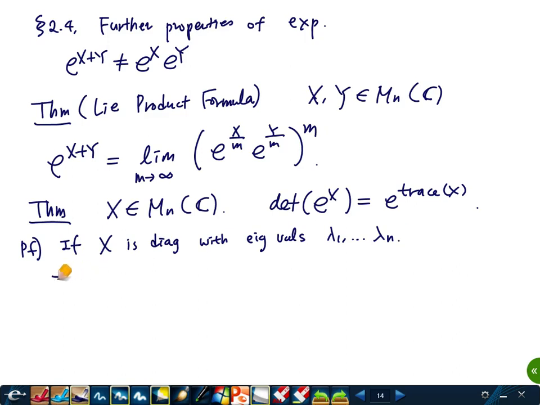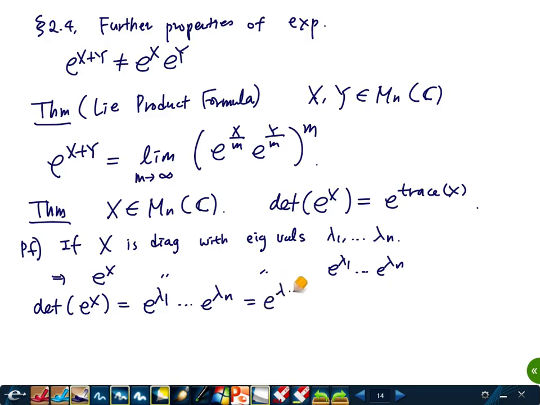Then e to the x is also diagonalizable with eigenvalues e to the lambda 1 through e to the lambda n. We know that already. So what is the determinant of e to the x? If we know all the eigenvalues, then the determinant is just the product of them. So it's e to the lambda 1 times through e to the lambda n. These are just complex numbers, so this is e to the sum of the eigenvalues, and the trace is the sum of the eigenvalues. So the diagonalizable case is easy.